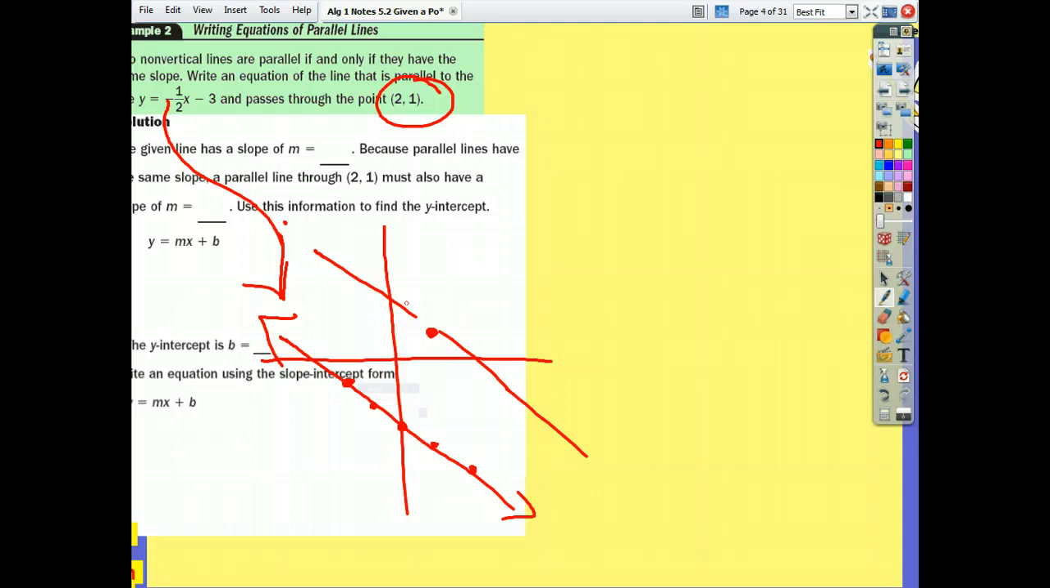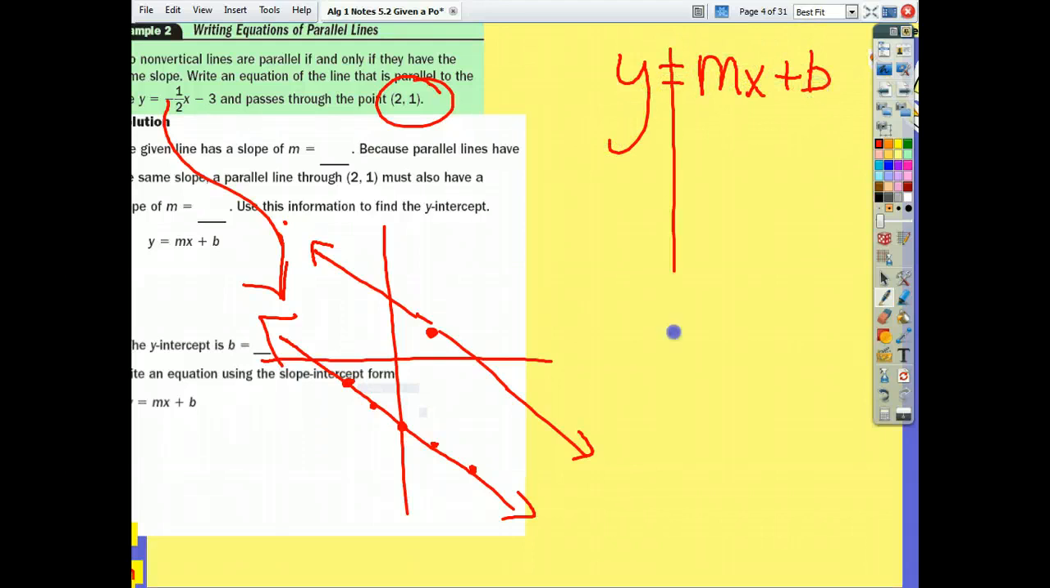Well, we do exactly what we learned on the last problem. First of all, we start out with y equals mx plus b. What's my y?